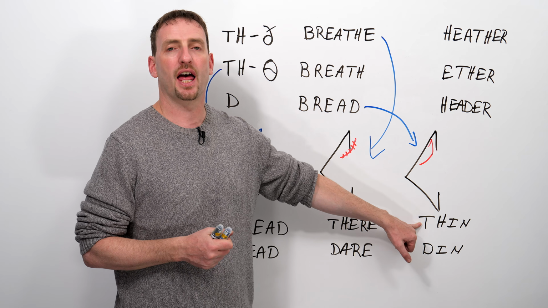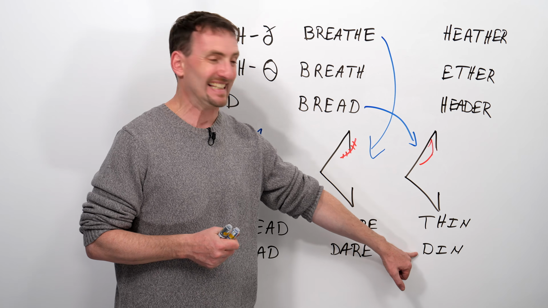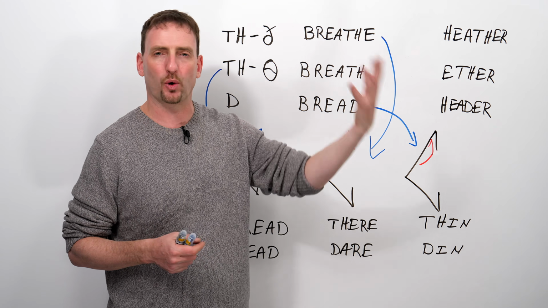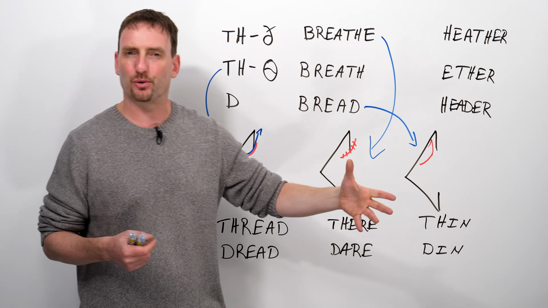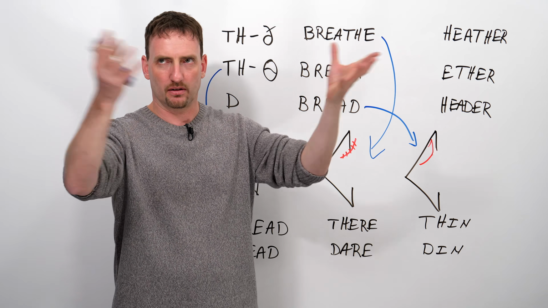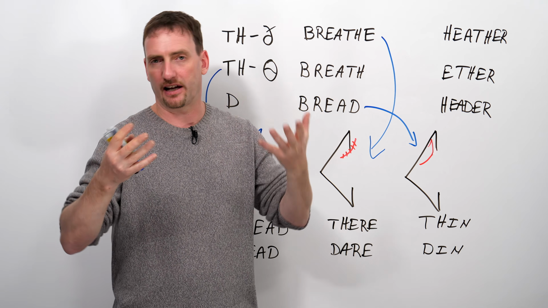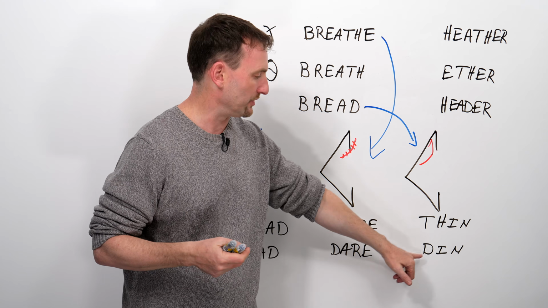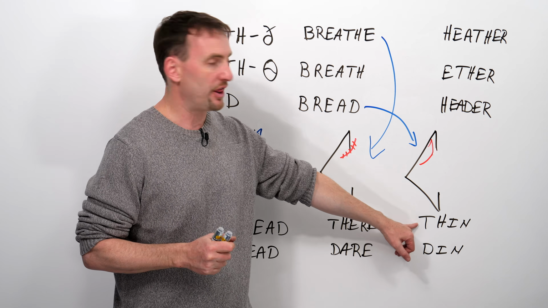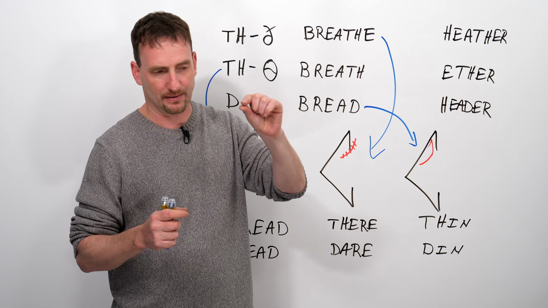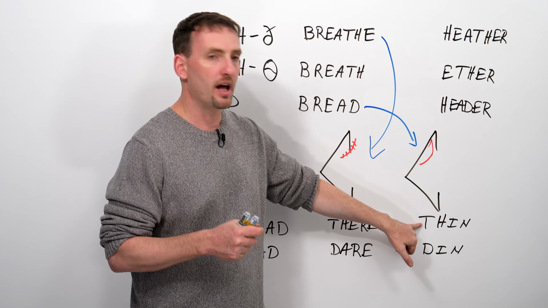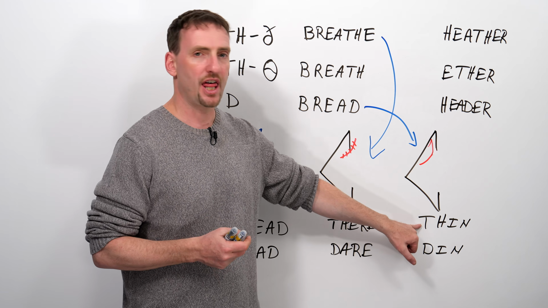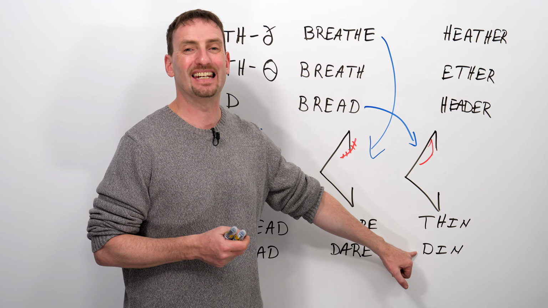Thin, din. Din means like a noise. So if you walk into a high school cafeteria, you will hear a din in the area because all the kids are talking and screaming and moving around. So din is an actual word. Thin is an actual word, like something is very thin. So, thin, din, say after me, thin, din.